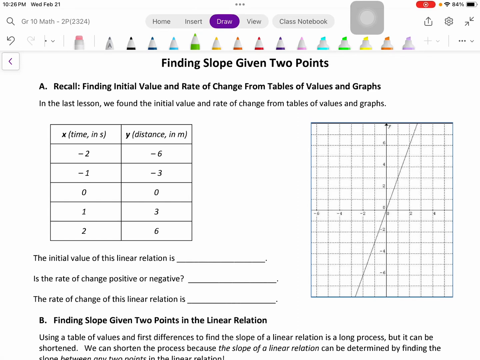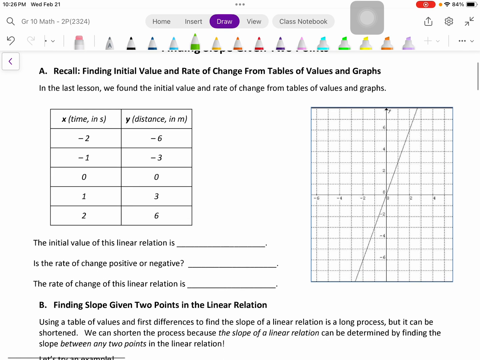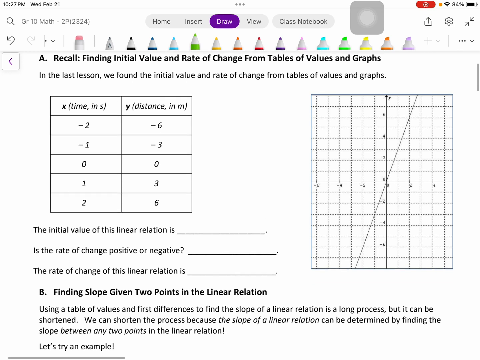In this video, we're going to take a look at how we can calculate slope just from two different points. So before we get to that, we're going to quickly recap initial value and rate of change from tables of values and graphs.